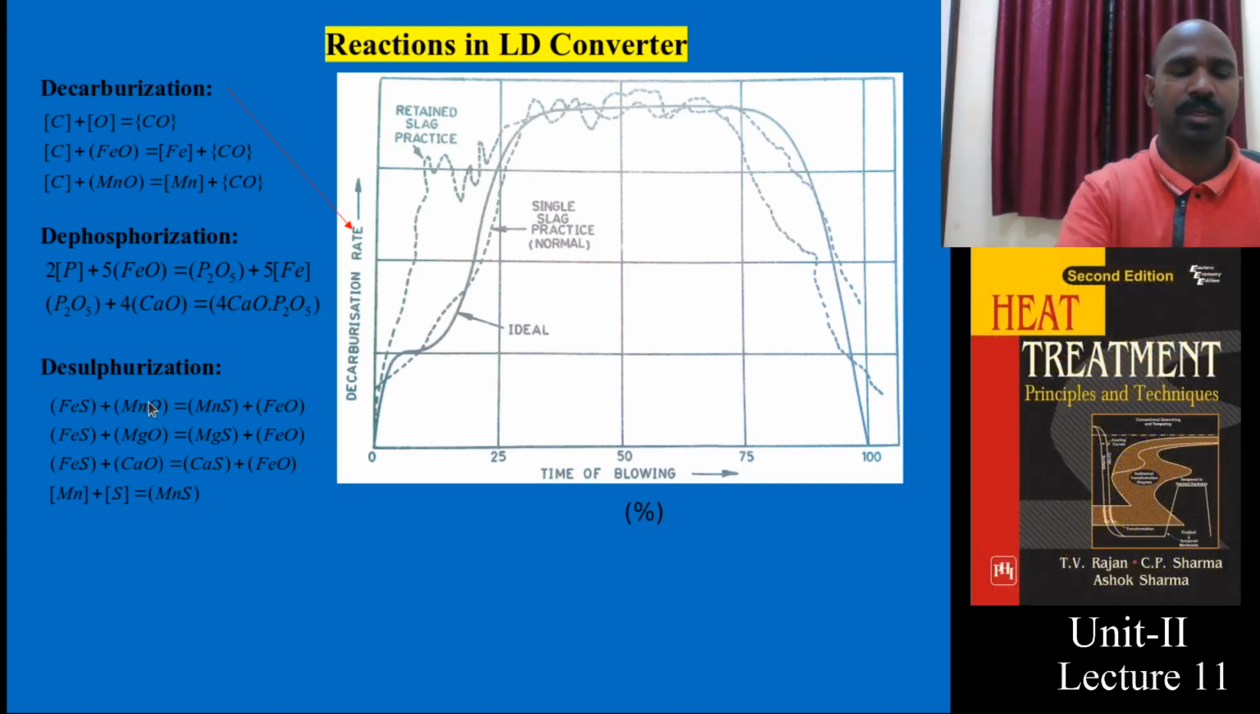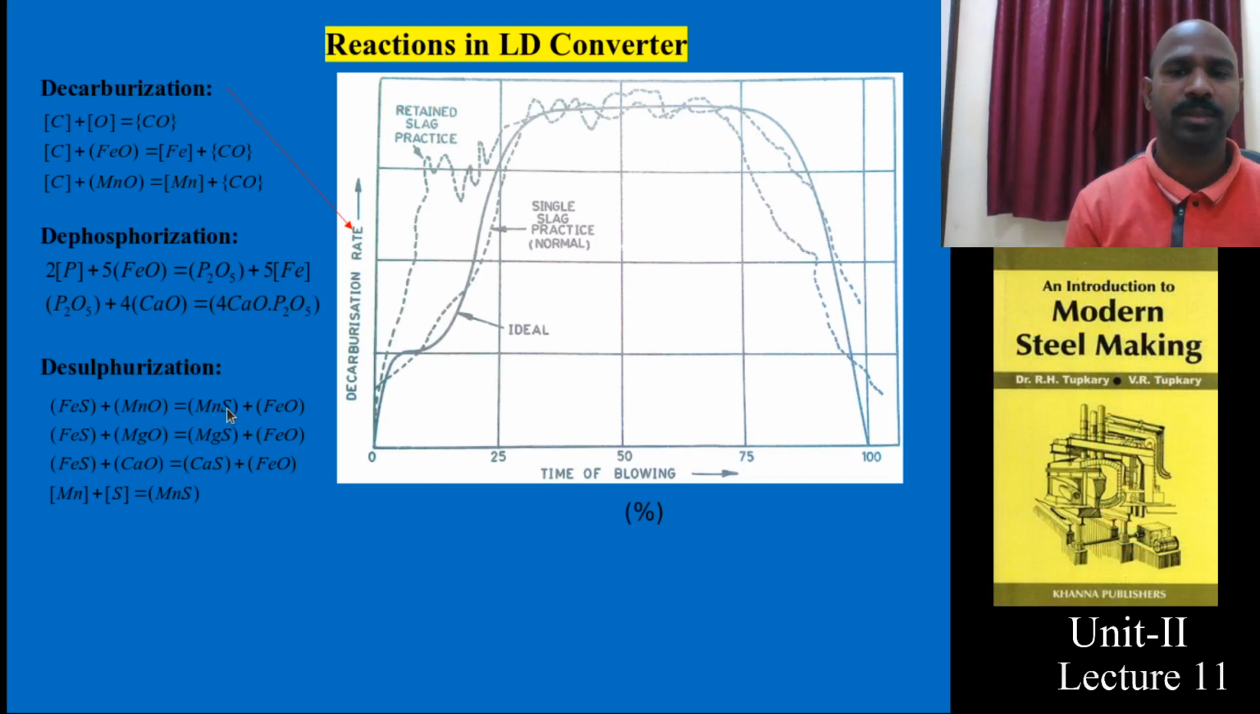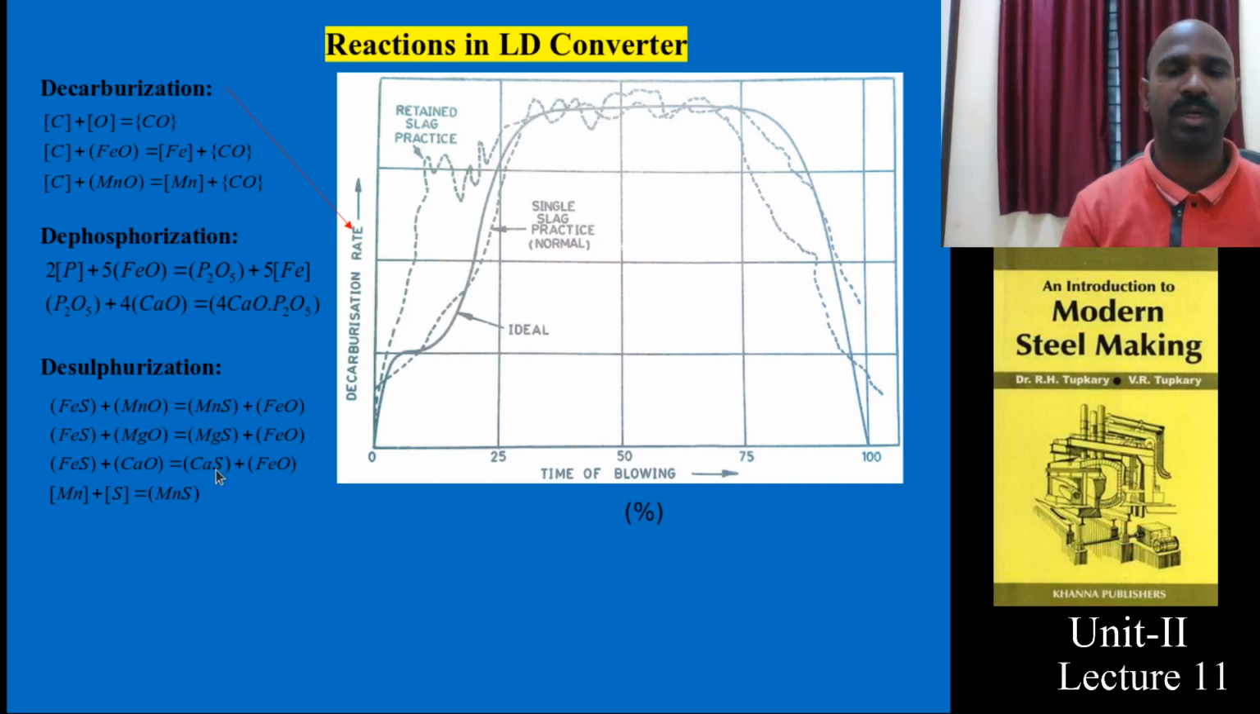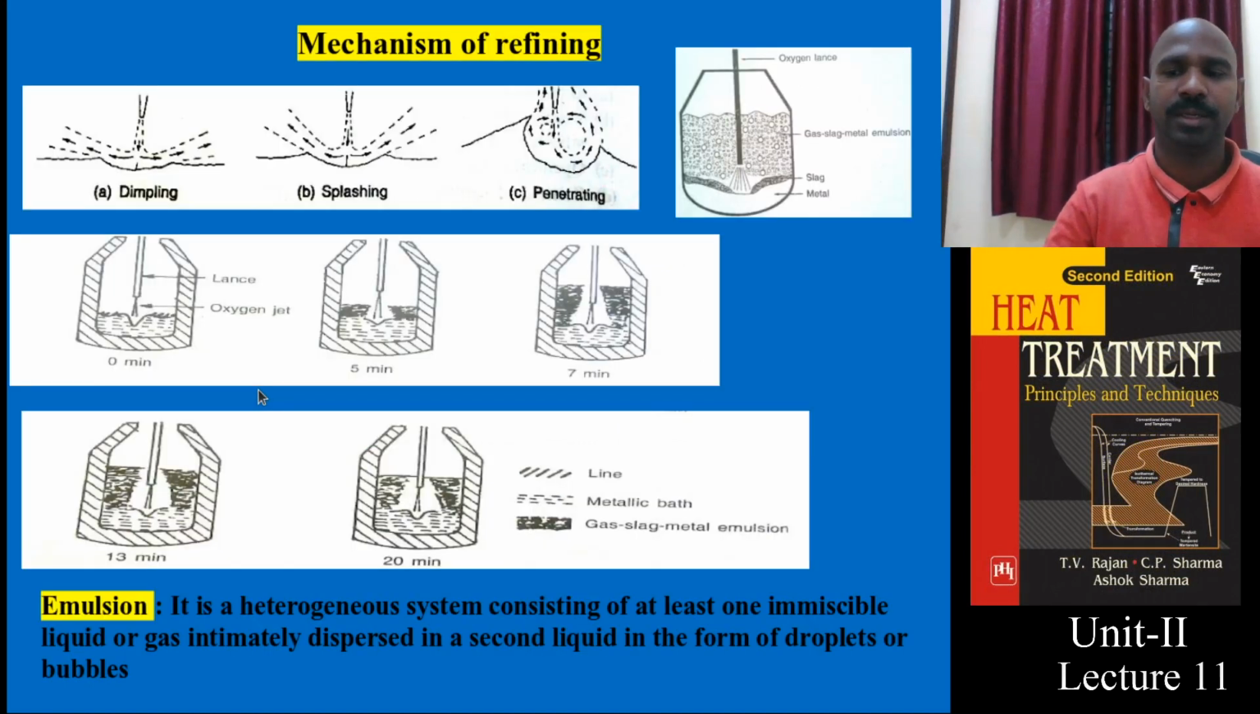Desulfurization: MnO and FeS are present in the liquid pig iron. It reacts to form MnS. Sulfur is reduced. How is sulfur reduced? In the form of MnS, with magnesium, with calcium, or a combination of these. Sulfur is reduced to a very low percentage.